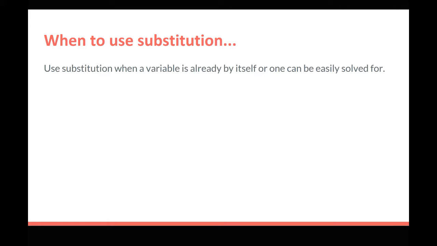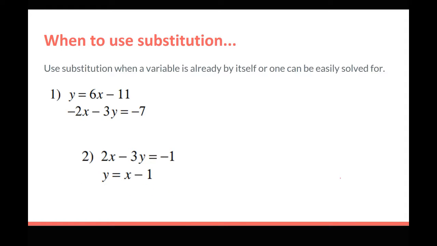Okay, so when do we use substitution? There's a lot of methods. Substitution is useful when you have a variable already solved for, so it's already by itself, or one that can be easily solved for. So here's some examples of that.